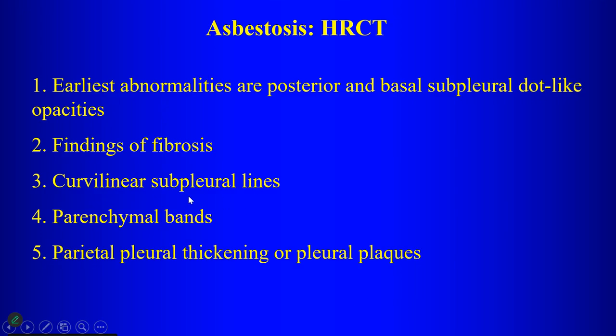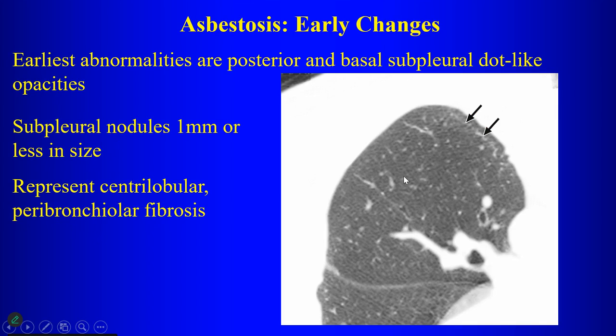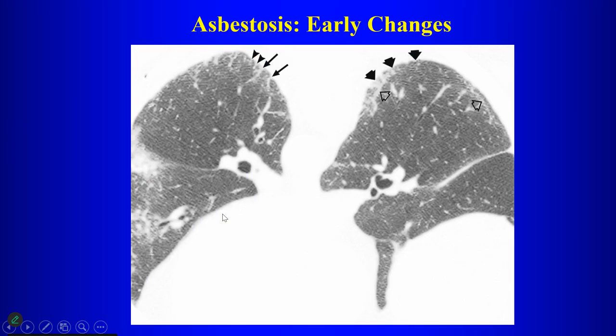The distribution of disease is posterior subpleural, with findings of fibrosis, curvilinear subpleural lines, and parenchymal bands. Evidence of exposure is when you have the pleural abnormalities. These dot-like subpleural opacities, and this patient is prone, by the way, are the earliest findings associated with asbestosis. To see this, you probably would have to scan the patient prone to be able to differentiate this from dependent atelectasis. So in very early cases of asbestosis, you might want to scan the patient prone.